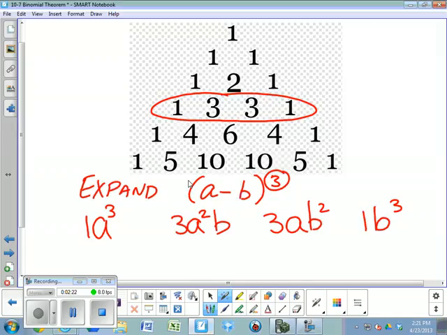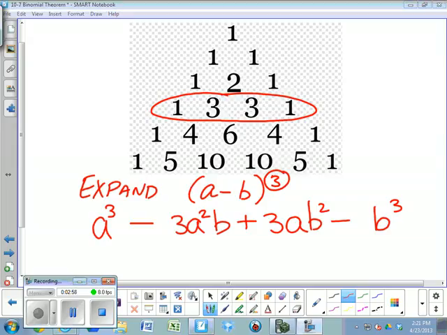The final thing to do, however, is to look at the sign between the a and the b. If it was a plus sign, everything would be positive. Since it's not, every other term is negative. Since it's a minus b, it's a positive a cubed, negative 3a squared b, positive 3ab squared, and negative b cubed. If you don't like the ones, you can erase them, or you can leave them in.